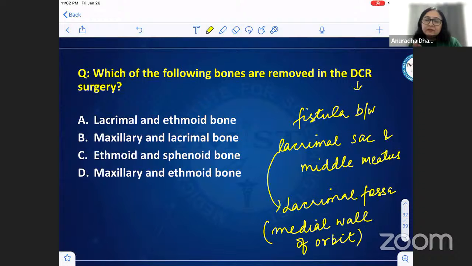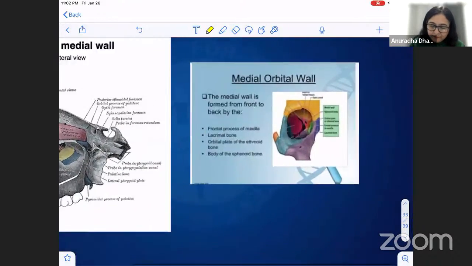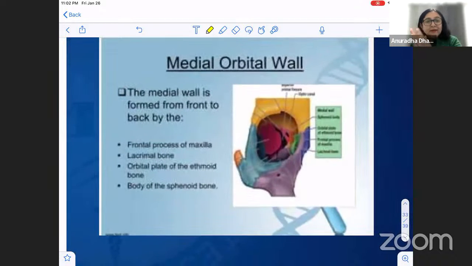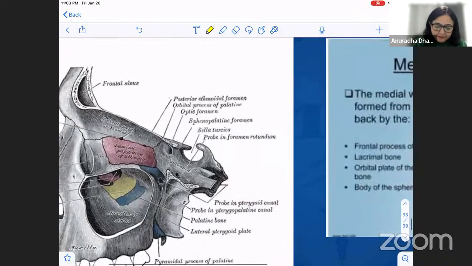So if I have to create a fistula between the sac and the middle meatus of the nasal cavity, then I have to reach the lacrimal sac. And to reach the lacrimal sac, I will have to remove the bones which make up the lacrimal fossa. If we see the anatomy of the medial orbital wall, from front to back, there are 4 bones, starting most anteriorly from the frontal process of maxilla, then the lacrimal bone, then the orbital part of the ethmoid bone, and then the body of the sphenoid. Okay, another view here.